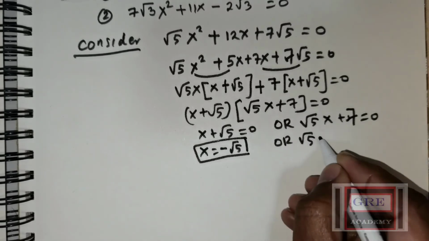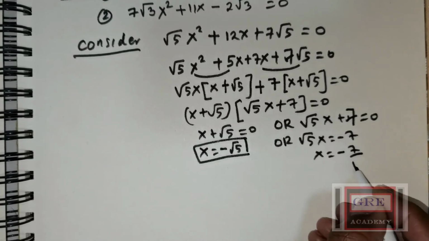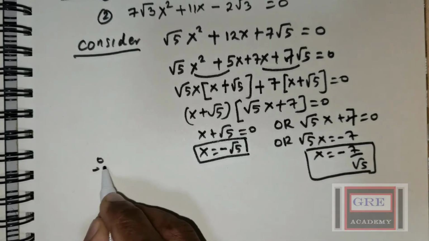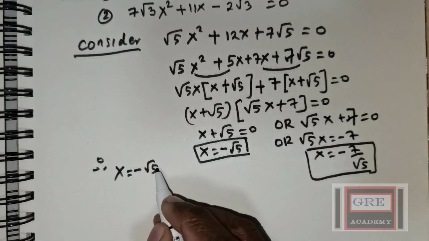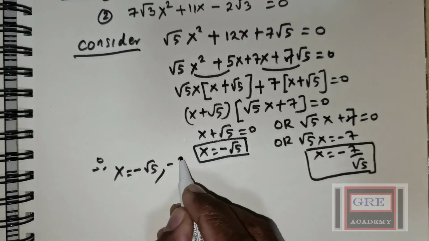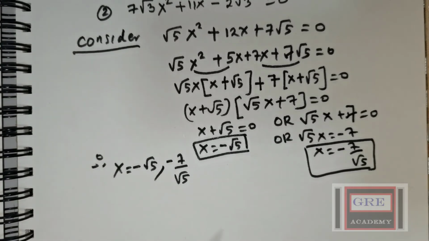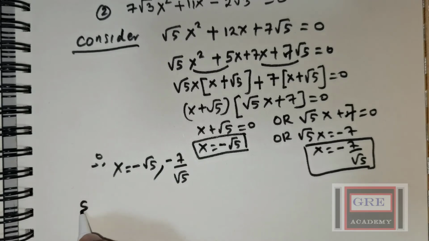Or root 5 times x is equal to negative 7, so x is equal to negative 7 divided by root 5. That would be another solution. So therefore, the values of x are negative root 5, comma, negative 7 divided by root 5. These two would be the solutions for this question. Now let us go on to do question number 2.